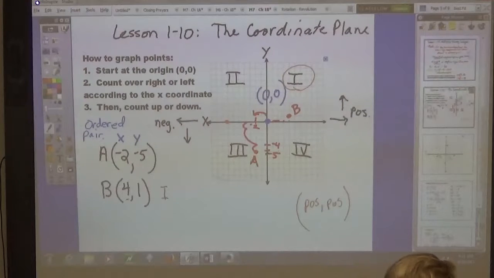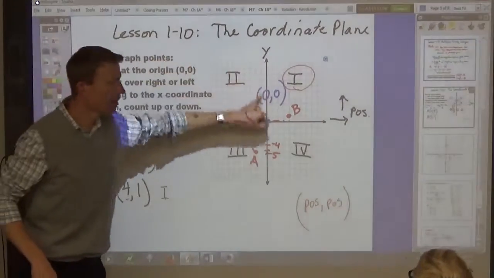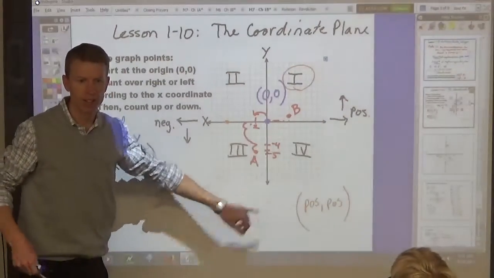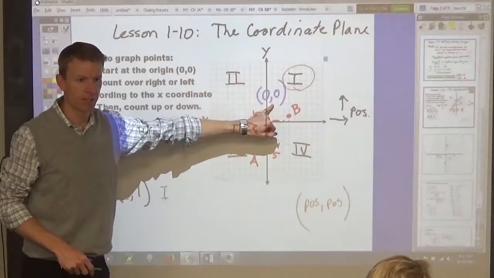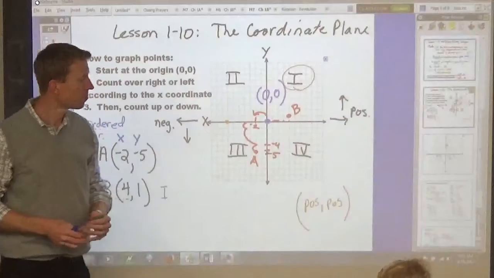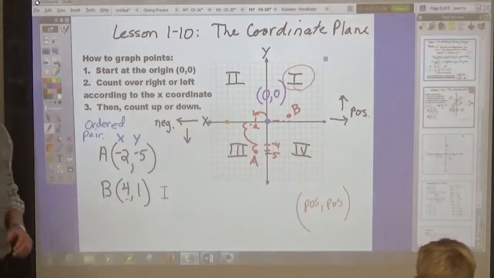Through a lesson on the coordinate plane at the end. This is a review from last year. The coordinate plane is the grid, the two-dimensional grid that we use to graph points. Okay? Put this in your notes. This will be your notes on lesson 110.